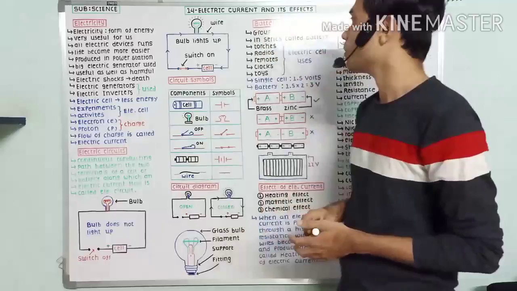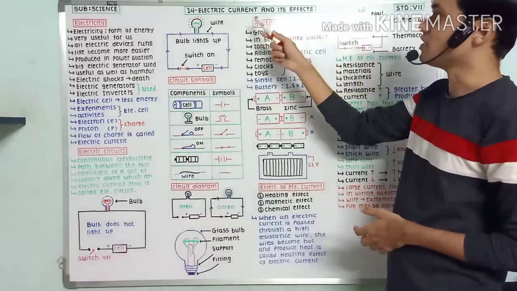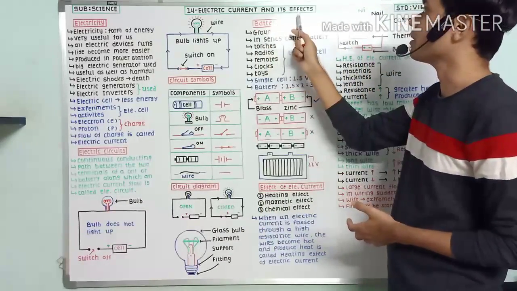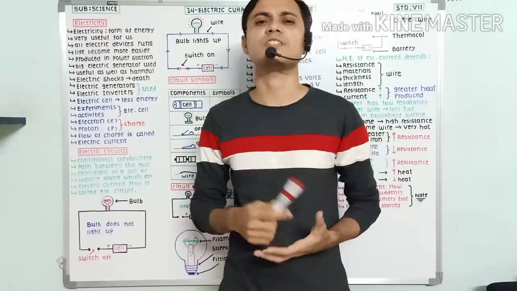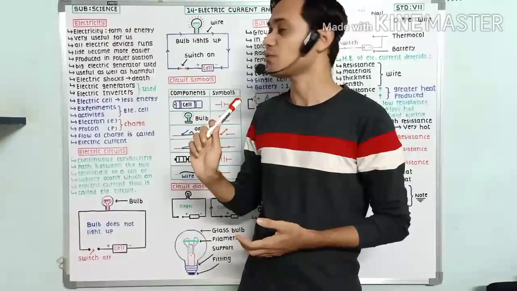Today I am going to talk about class 7 science chapter number 14, electric current and its effect. So before going to start this chapter, let us try to understand what is electricity first, right?